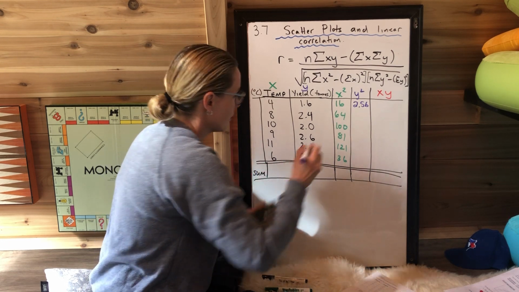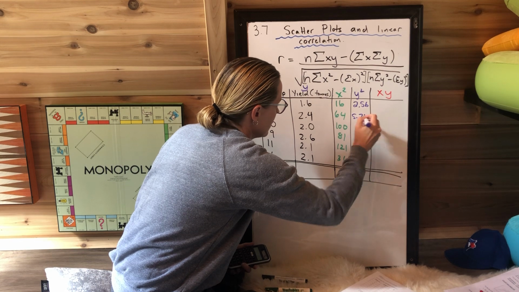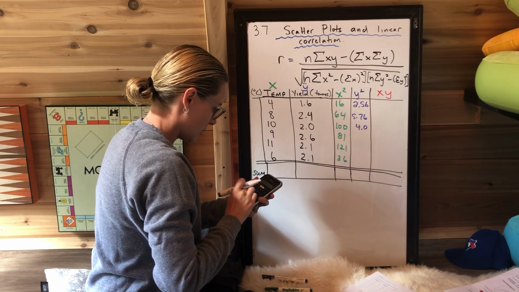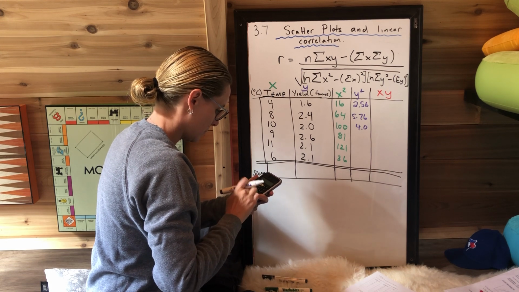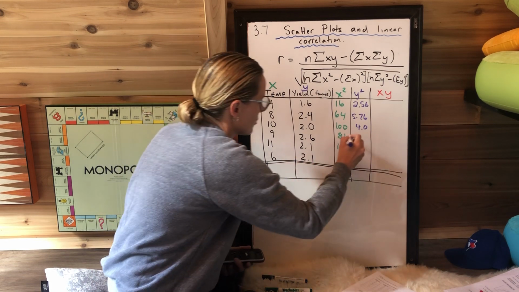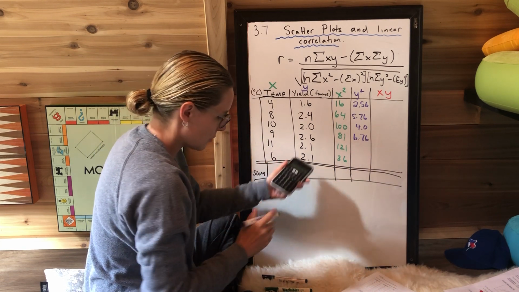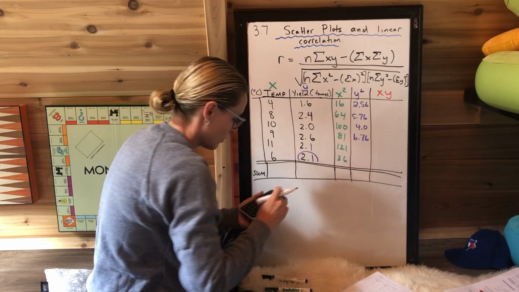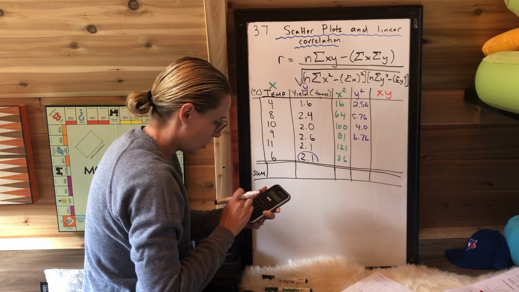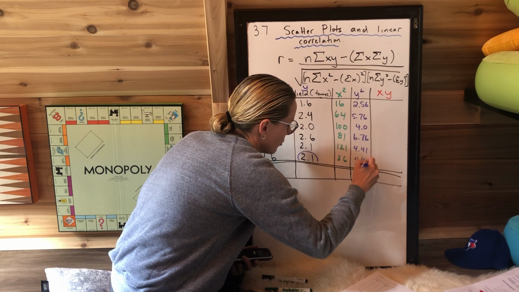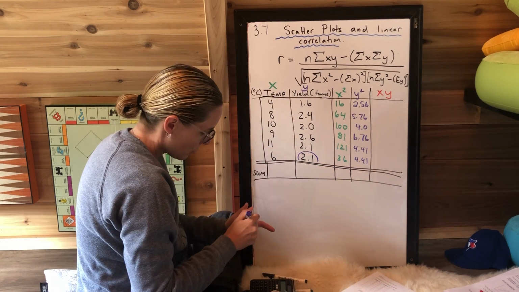2.4 squared, 5.76. 2 squared is obviously just 4. 2.6 squared, oops, 6.76. And then 2.1, this is where the mistake was right here. So just make sure you catch that. Just in my composition, I did it wrong. 4.41, obviously they're both going to be 4.41. Okay, so that's one calculation.